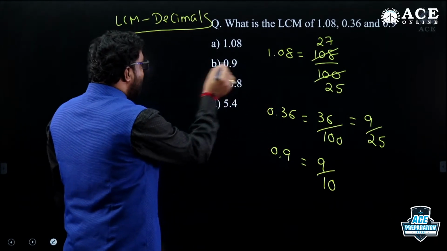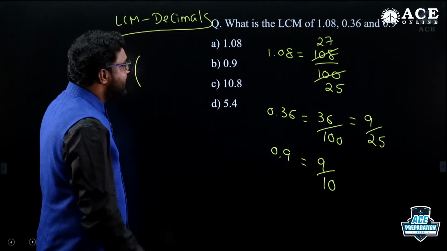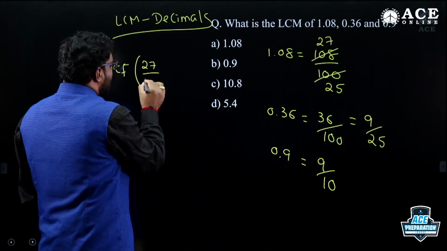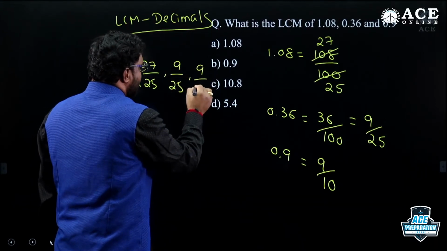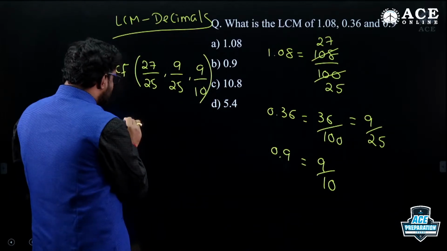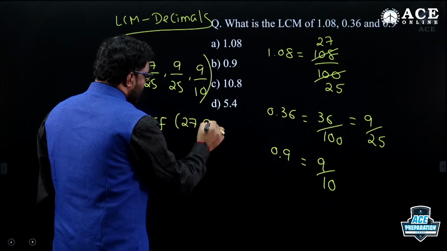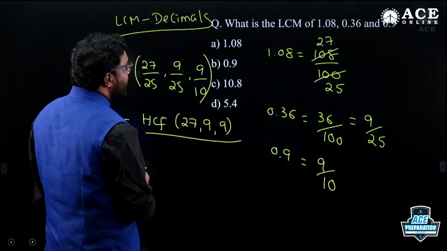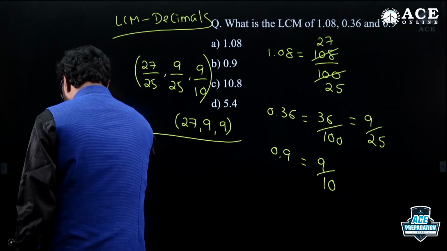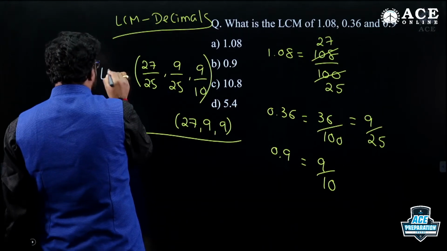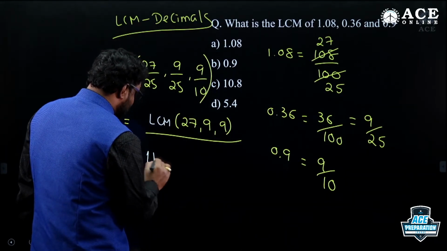Now, you have to apply HCF for these fractions. Okay, this is now the fraction part. HCF for 27 by 25 and here 9 with respect to 25 and 9 with respect to 10. Apply HCF for numerator values. Sorry, we are calculating LCM, right? Sorry guys, yeah. That is the case, we have to apply LCM for the numerator and HCF for the denominator values for the fraction, my dear friends.